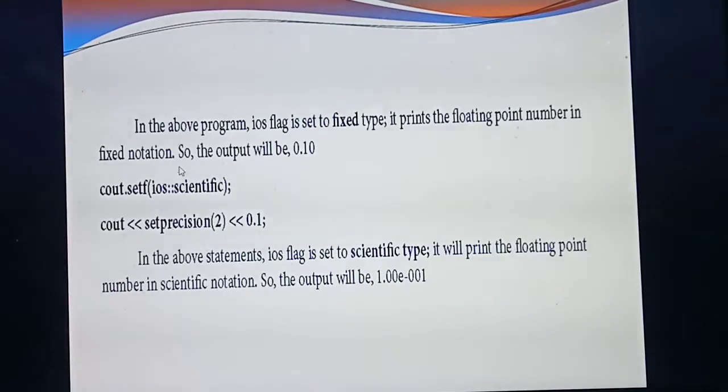Okay. So if you are giving cout.setf ios fixed form, it will display fixed, and set precision of 2 means after the decimal point how many numbers will it display? 2. Scientific means it will display in the scientific notation. Understood about the set precision manipulator? Okay.